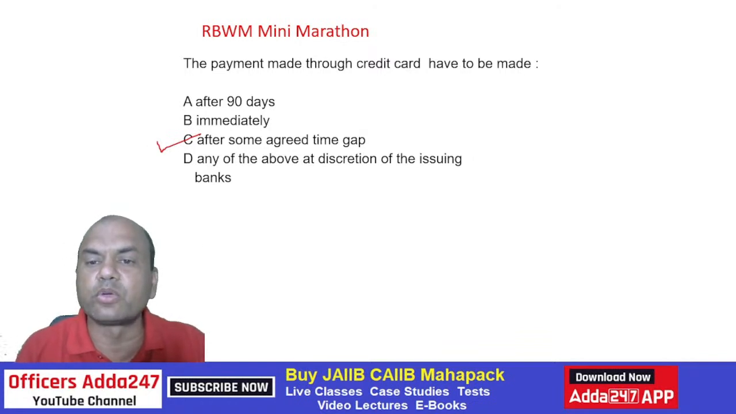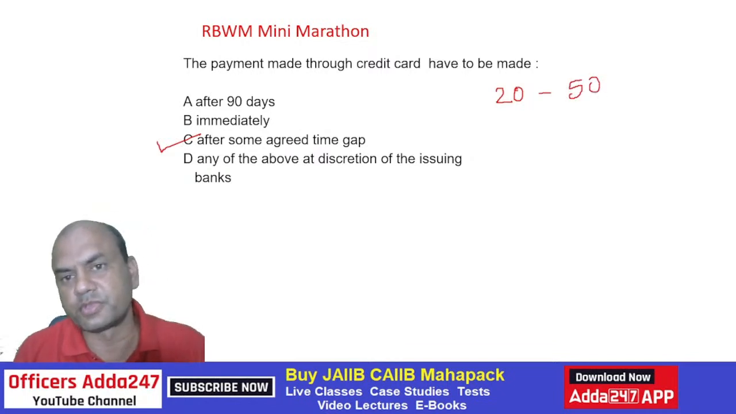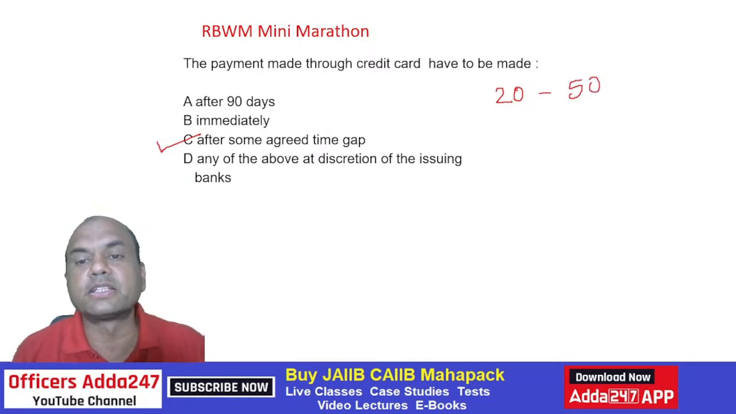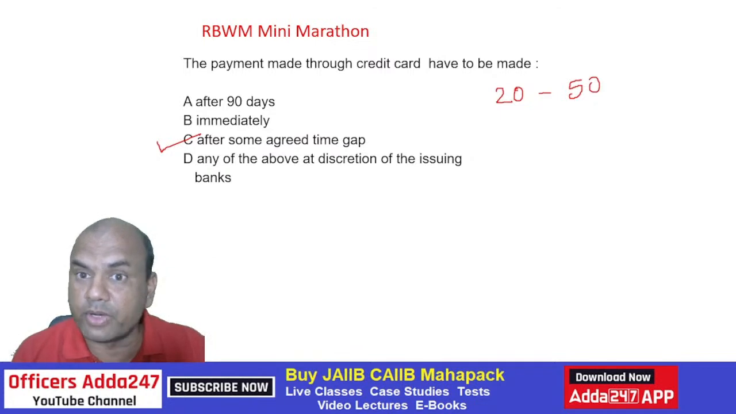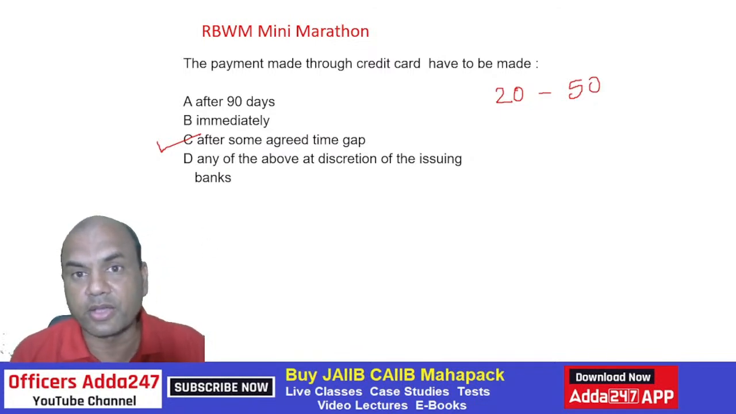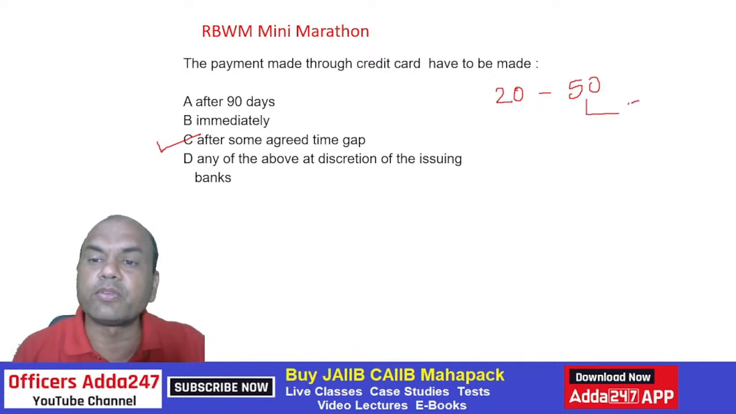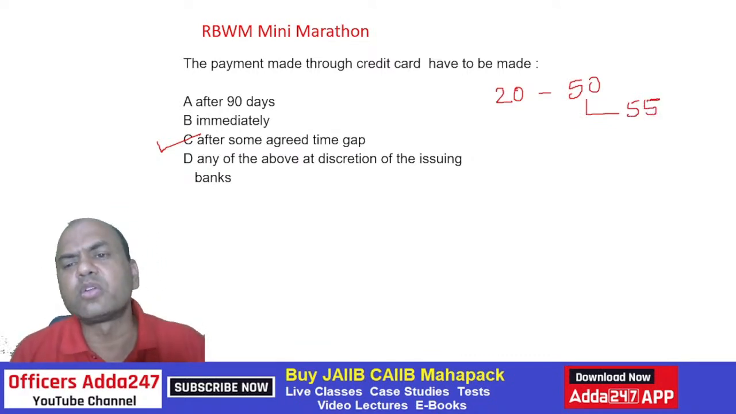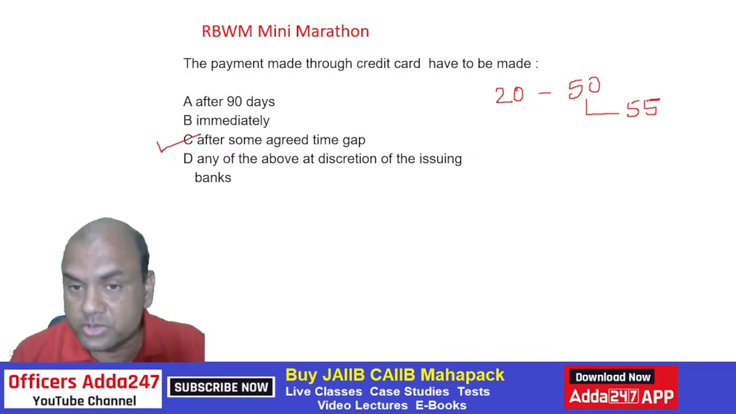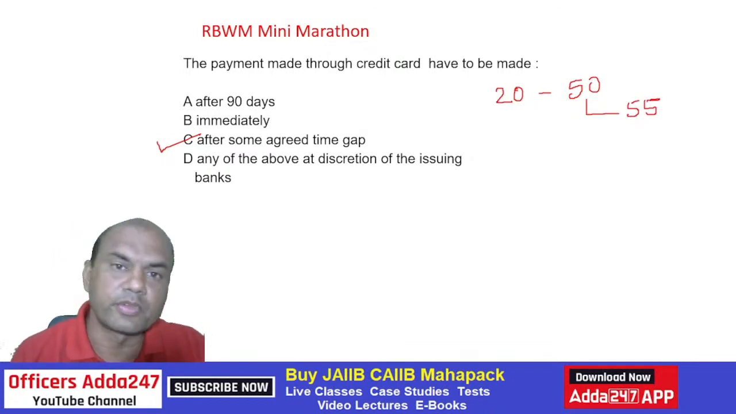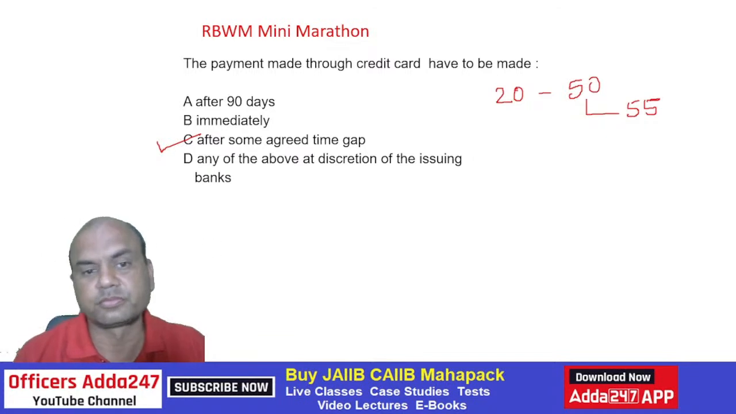Generally it is 20 to 50 days. This much gap you get. Minimum is 20, maximum is 50. Some banks give 55 also, that is also okay. 20 to 55 you can take it. But as per your books, it is 50. Okay, it is 50. Move on.